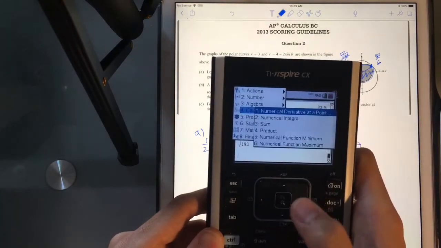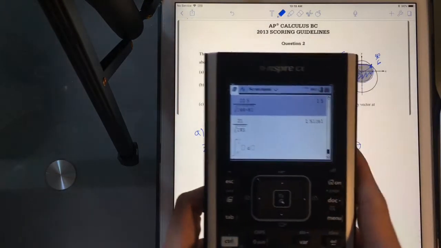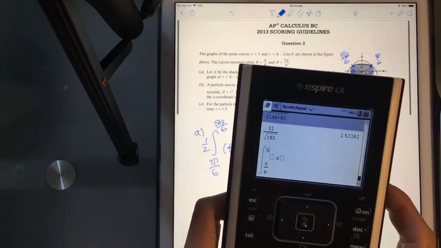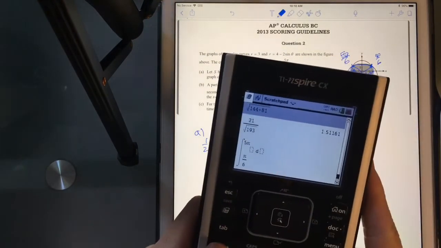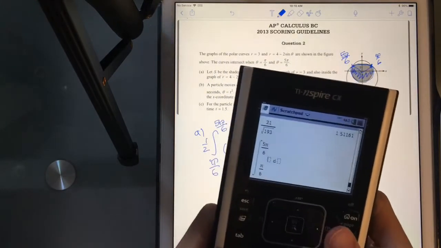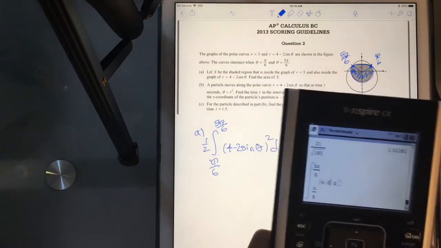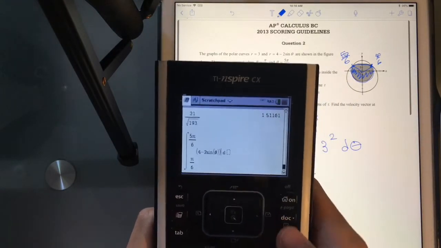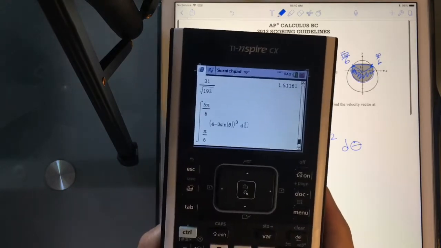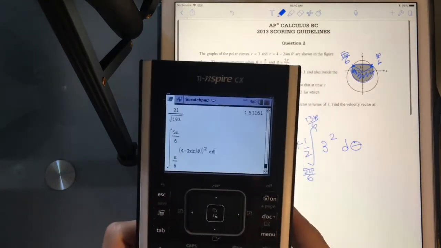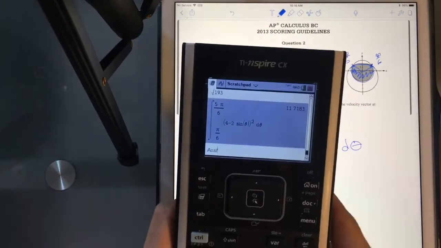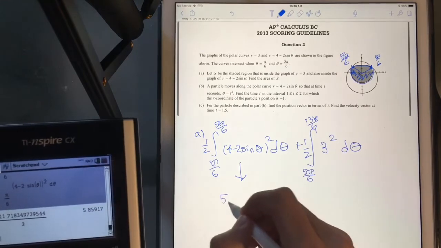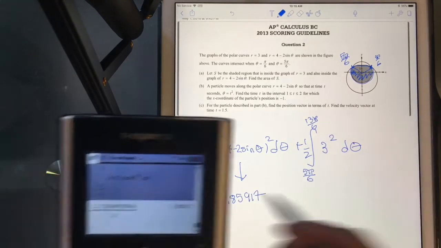So go to menu, calculus, numerical integral. We'll type in pi over 6, 5 pi over 6. Now we're going to do our 4 minus 2 sine theta, whole thing squared, d theta. Alright, and don't forget the 1/2, so divide by 2. That's this one, 5.85917.